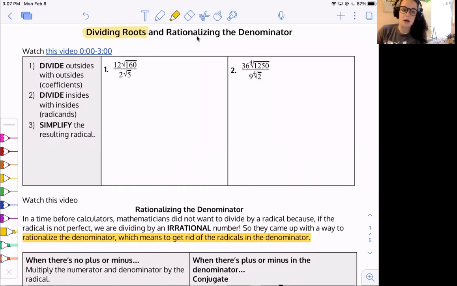So when we are dividing, we're going to divide outsides with outsides and insides with insides. So just like we were doing before, we're going to divide the coefficients against each other, and we're going to divide the radicands against each other, right?